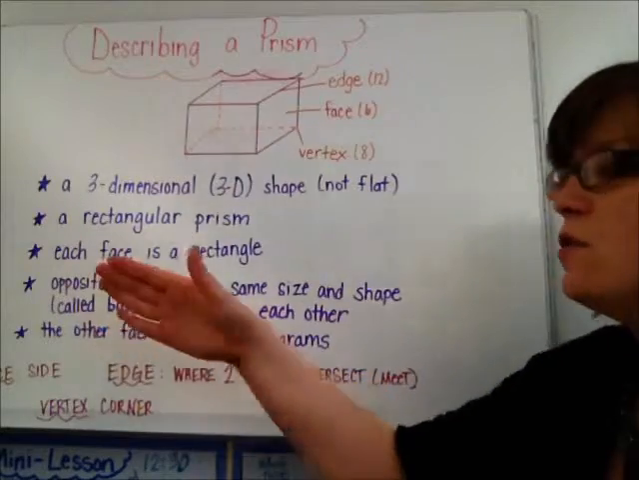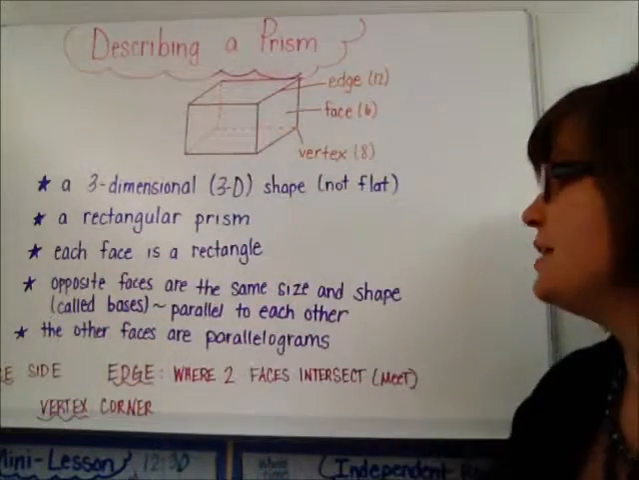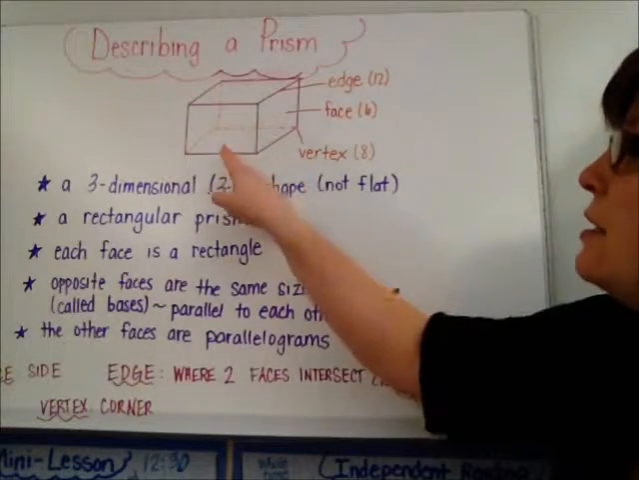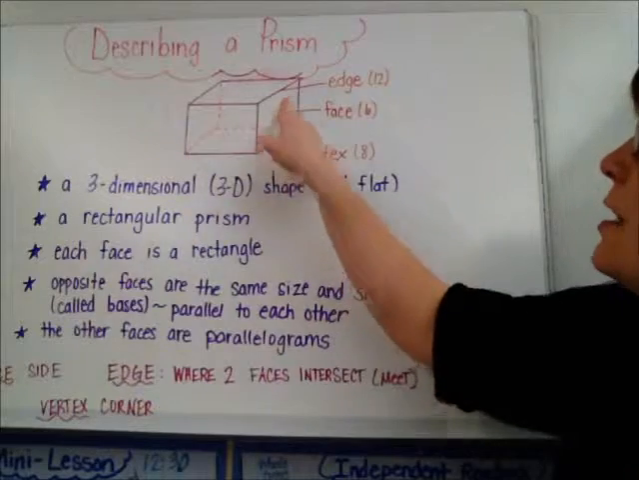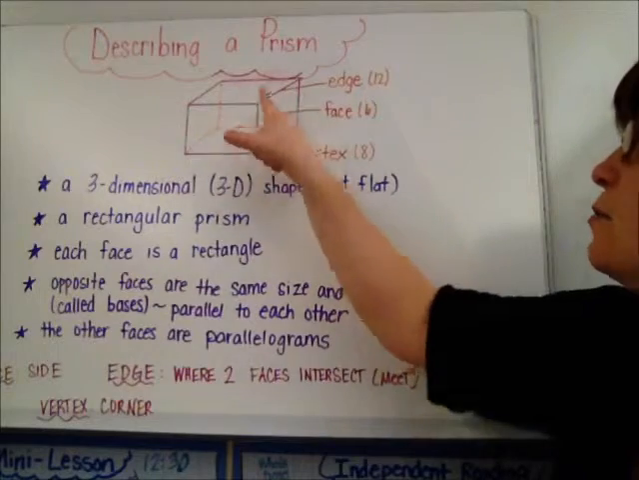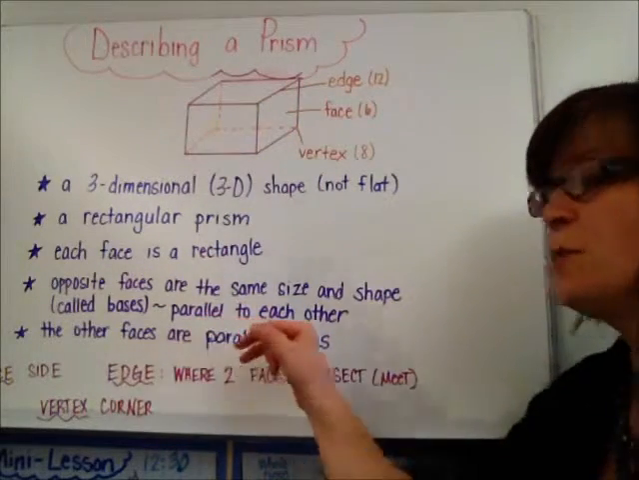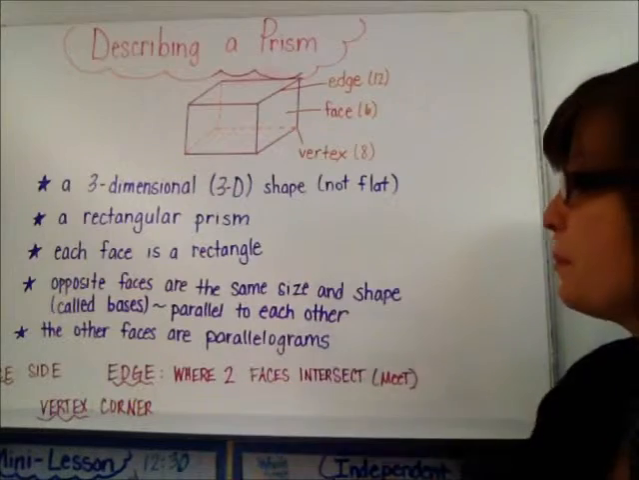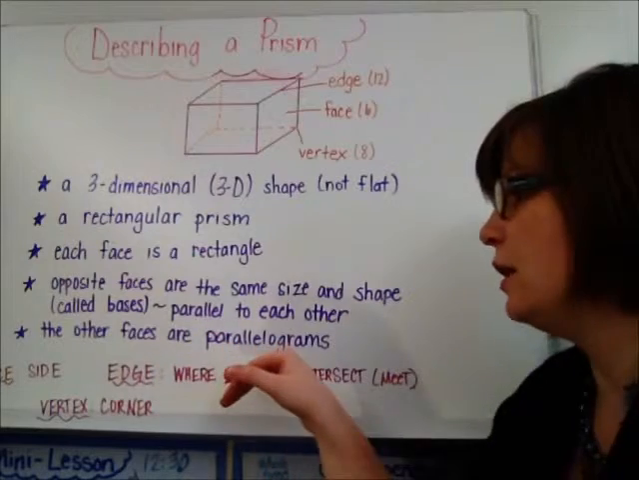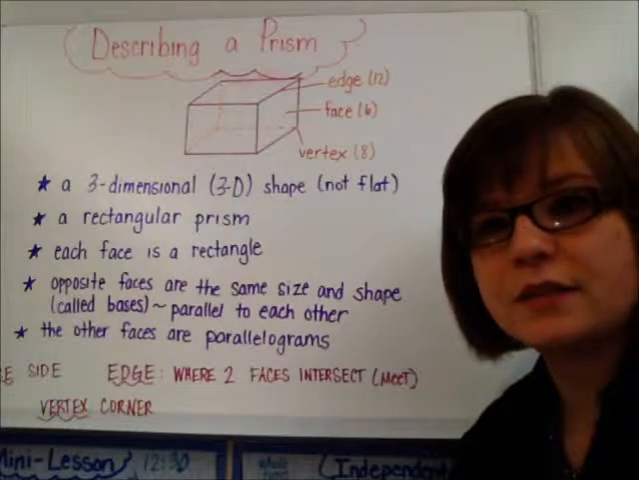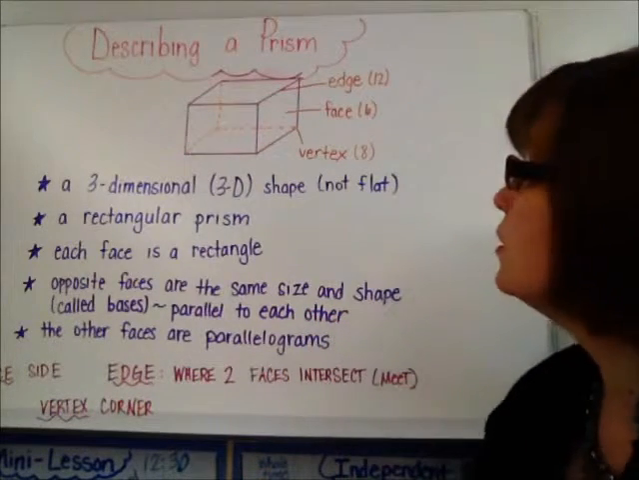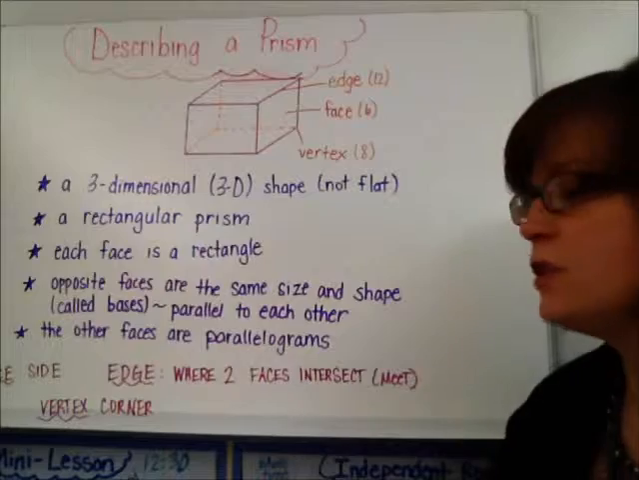Each face, like I said, is a rectangle. The opposite faces, so the ones that are across from each other, are the same size and shape, and those are called bases. Like this one that's in the front with this one that's kind of in the back that we can't really see, those are the same size and the same shape as each other. And they're also parallel to each other, so they will never meet. And the other faces besides the bases are parallelograms, which means they each have two sides that are parallel lines.